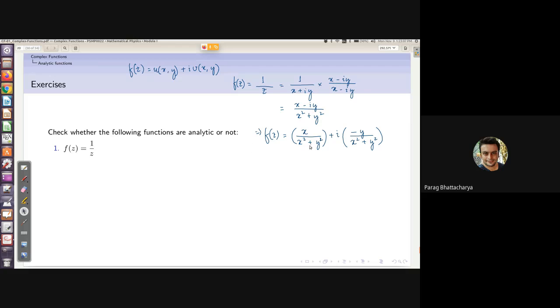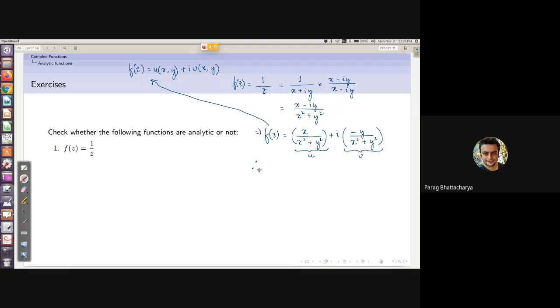Okay, so coming back to this problem. Now let's compare these two. If you compare these two, what conclusions do you draw? We immediately see that u, which is a function of x and y, this must be u, and this must be v.